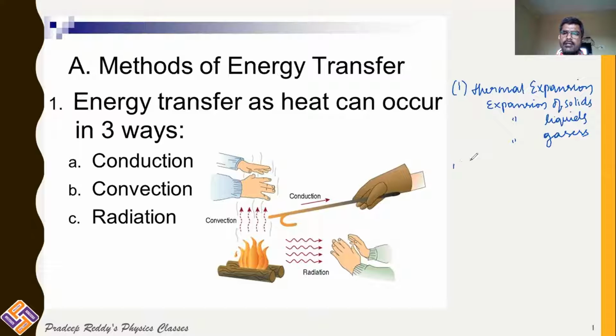And the second part which we discussed is calorimetry. Calorimetry is measurement of heat energy, and in calorimetry we have discussed change of state, melting point, boiling point, and principle of calorimetry, how to find out specific heats. So those are things we have discussed in calorimetry. This is part 2 of thermal properties. And the third one is heat transfer.